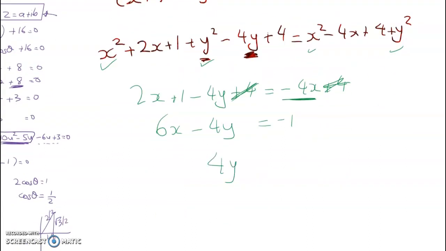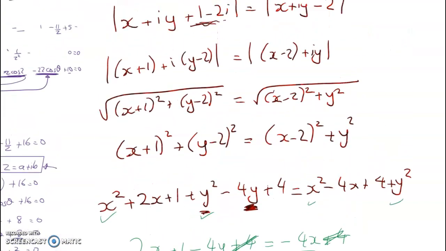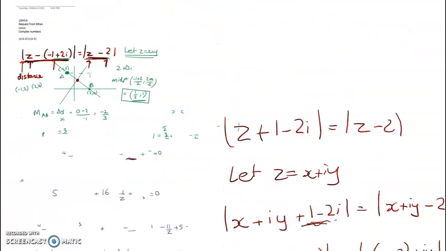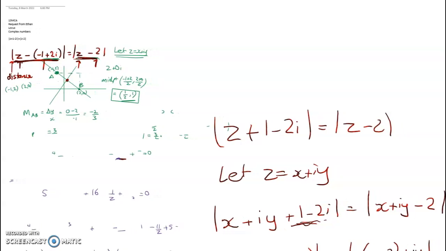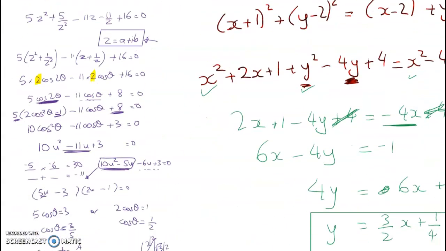Rearranging, oh, I don't know if I've done this right. I've lost something. I've got 4y is equal to, oh no, we are right. 4y is equal to 6x plus 1. y is equal to 3 over 2x plus 1/4. So look at that. Happily, we've got the same as what we had before. I've erased it when we did it just using geometry.